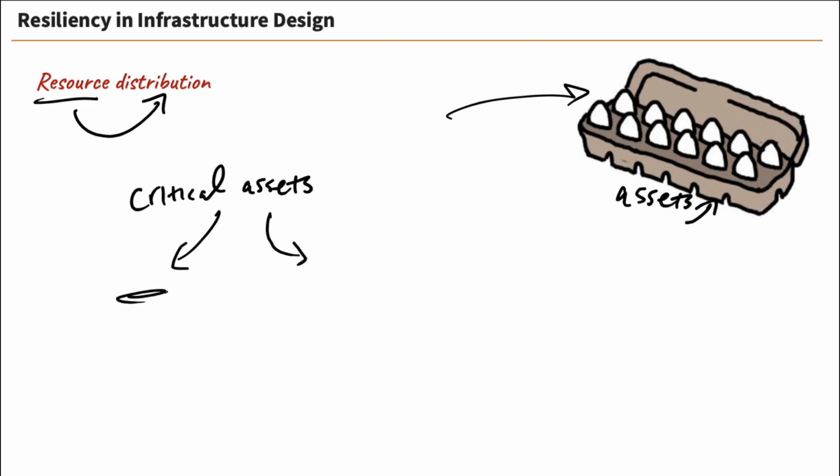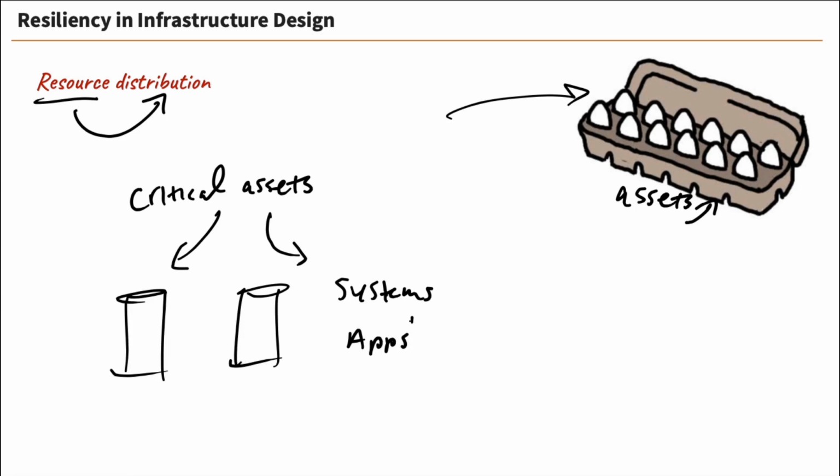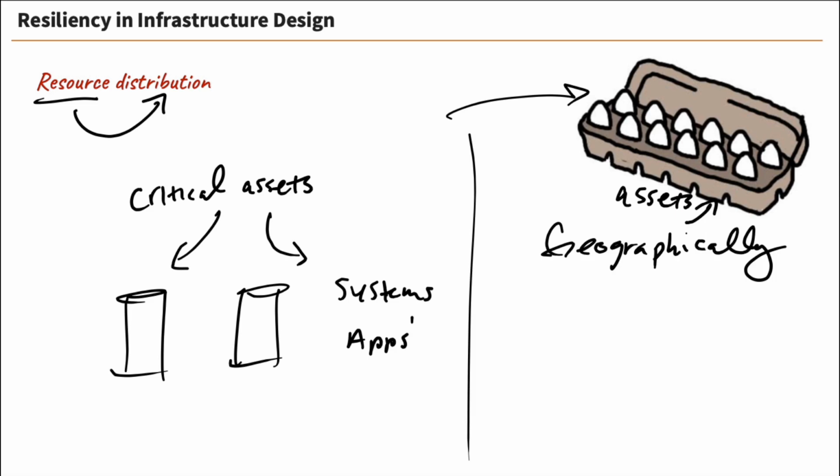Now, that means distributing them between different systems, maybe between different applications, and we also want to distribute them geographically. That's because it builds resiliency into our assets and our resources. If we have some of our critical assets over here and some over here, and one of these servers goes offline, we don't lose all of our critical assets. We still have some over here.